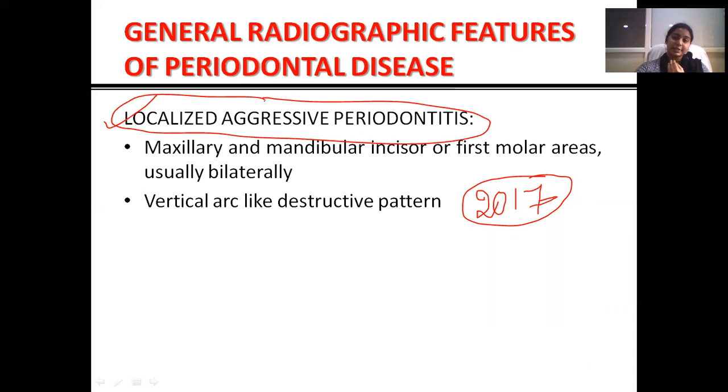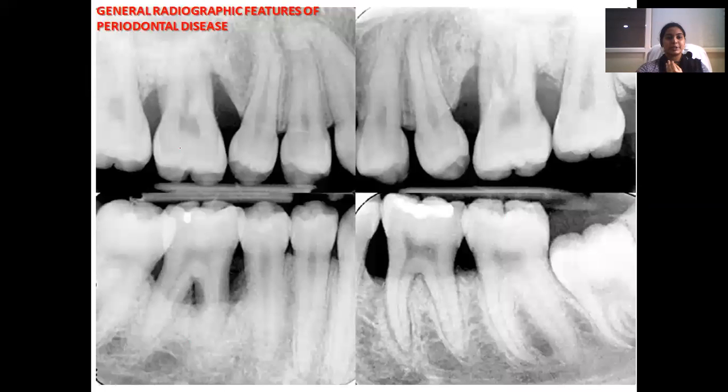So localized aggressive periodontitis, which involves the maxillary and mandibular incisor and first molar areas, will have a vertical arc-like destructive pattern. We'll see it in this picture. This is the arc-like destructive pattern, and usually in localized aggressive periodontitis cases, this pattern is bilaterally symmetrical.